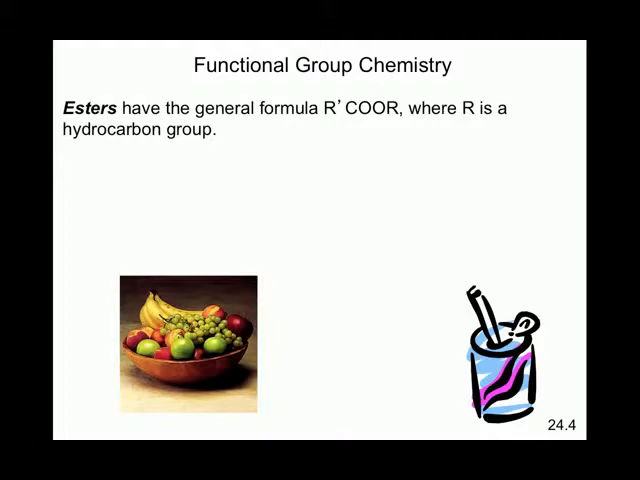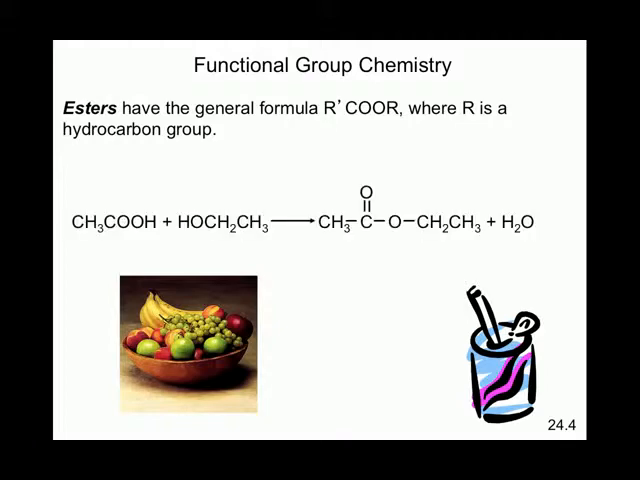Okay, on to esters. Esters have the general formula R-COOR, where R is a hydrogen group or an alkyl group. So here we go. How do I make an ester? Esters are the pleasant odors of fruits and flowers. So we like esters. So we have this carboxylic acid, see the COOH. This would be acetic acid. And this is ethyl alcohol.